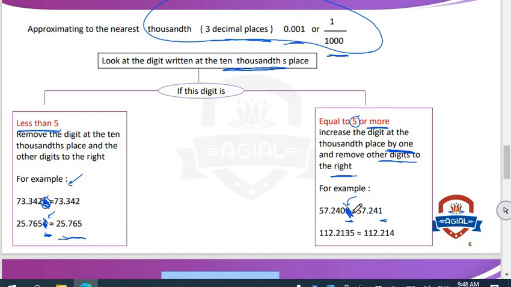Another example, 112.2135. Okay, approximating to the nearest thousandth. We look at the number in the 10,000th place, number 4. And here we have what? 5. 5, are you strong or weak? I am strong. So we increase this digit by 1 in the thousandths. 3 becomes what? 4, and remove this digit. Is this easy?